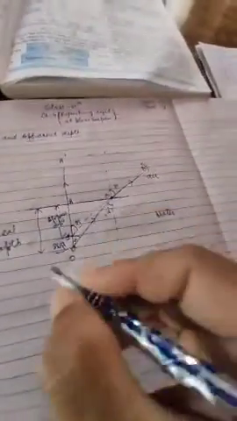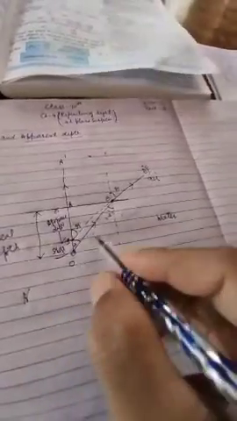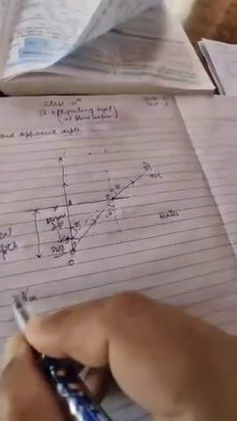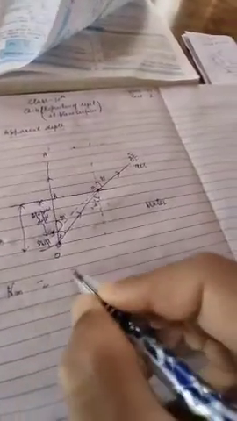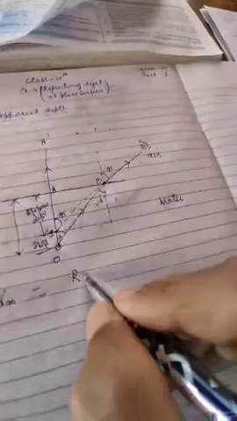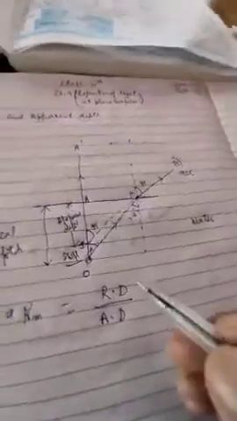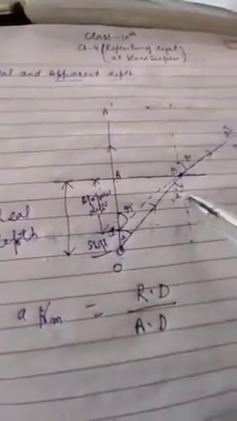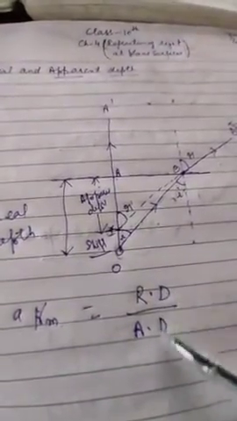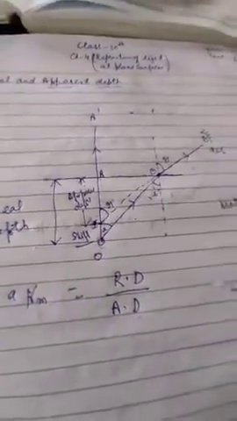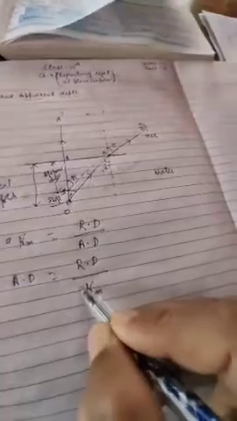Then the refractive index of this medium with respect to air is equal to real depth. I'm just writing it RD, real depth upon apparent depth. So the refractive index of the medium, means this denser medium, with respect to air, is equal to real depth upon apparent depth. So apparent depth is equal to real depth upon refractive index of the medium with respect to air.